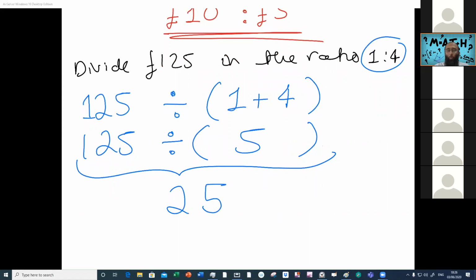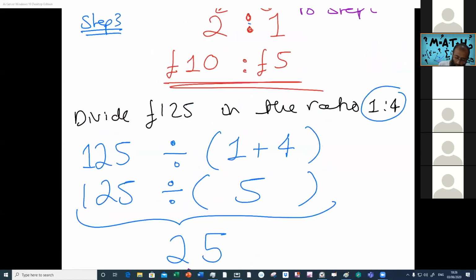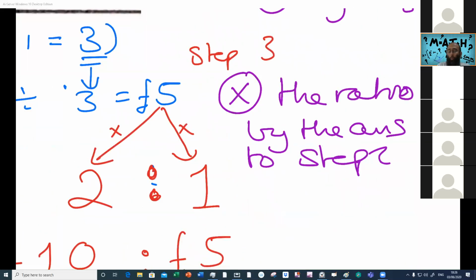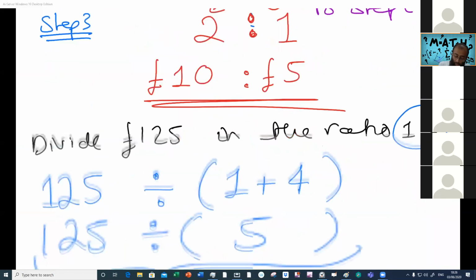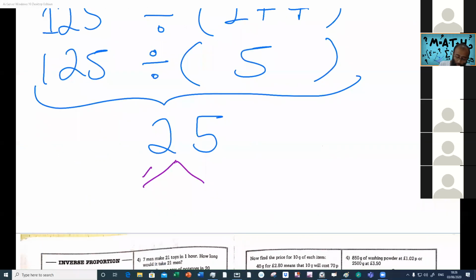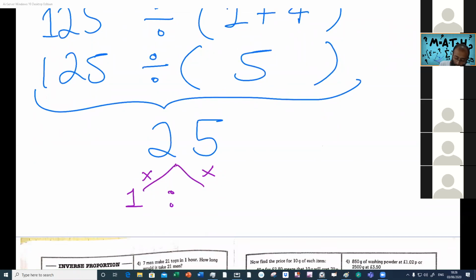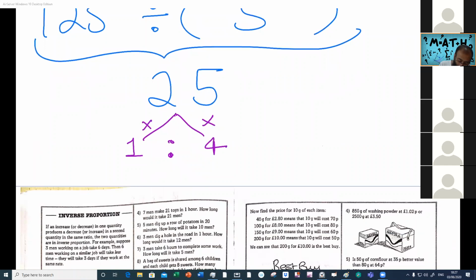So we add the ratio up, you divide by it, and then what's the last step that we have to do? Step 3 is, multiply the ratio by the answer to step 2. So 25, you have to multiply it by the ratio, 1 to 4. So what's 25 times 1? 25 times 1 equals 25.